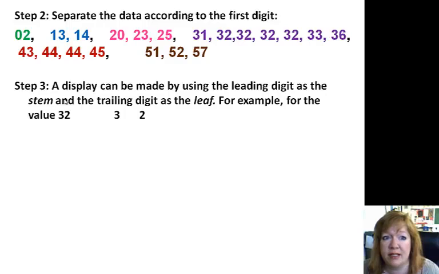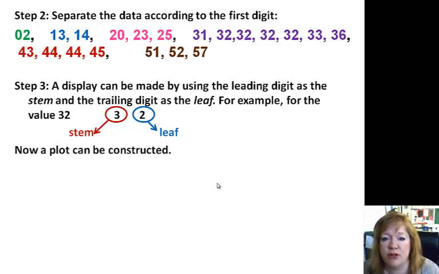Now, it says a display can be made using the leading digit as the stem and the trailing digit as the leaf. Usually they do the tens as the stem. So the tens place is the stem and the ones place will be the leaf. You just see you have 0, 1, 2, 3, 4, and 5. So when you go to set it up, that's what you're going to have.